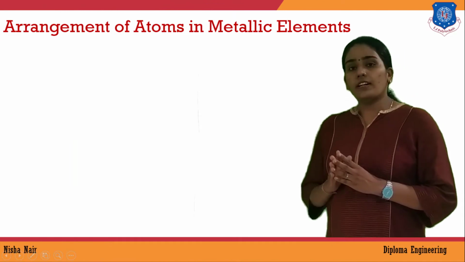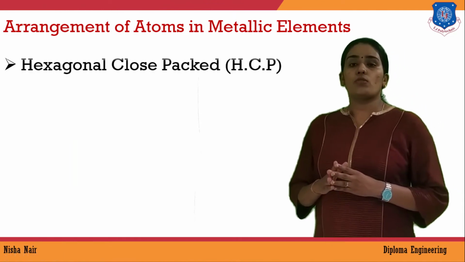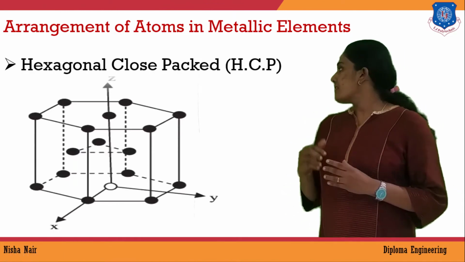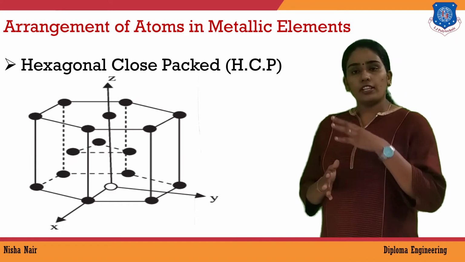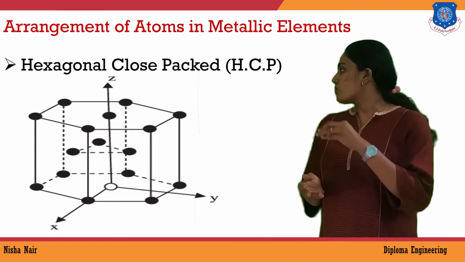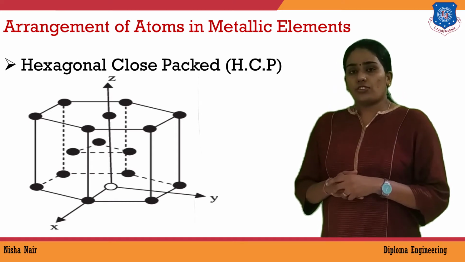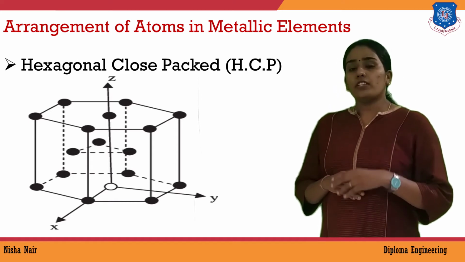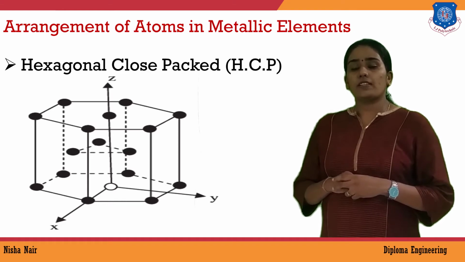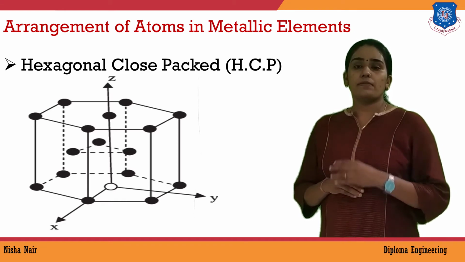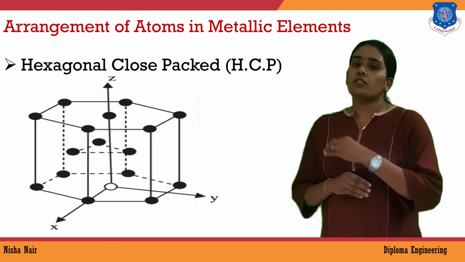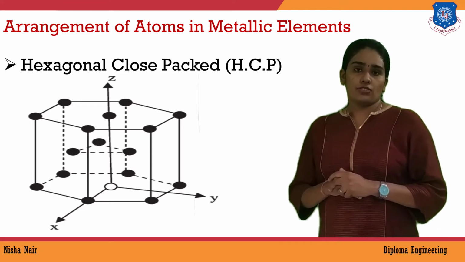Now the next, third type is the hexagonal close packed structure, where you can see a hexagonal type of structure and the atoms can be seen on the corners of the hexagonal structure and also on the center of the structure. The metals which show a hexagonal close packed structure are zinc and magnesium. Zinc metal atoms and magnesium metal atoms show the hexagonal close packed structure.